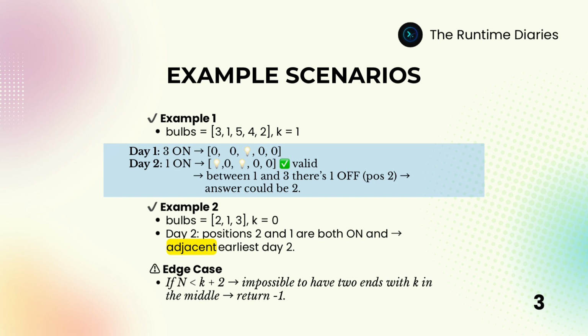But what we need to find is the earliest day number when there are two houses, let's say L and R, both with their lights on and exactly K dark houses in between them. If it never happens, we return -1. That's the whole problem in one sentence. But before we rush to solve it, let's make it visual.